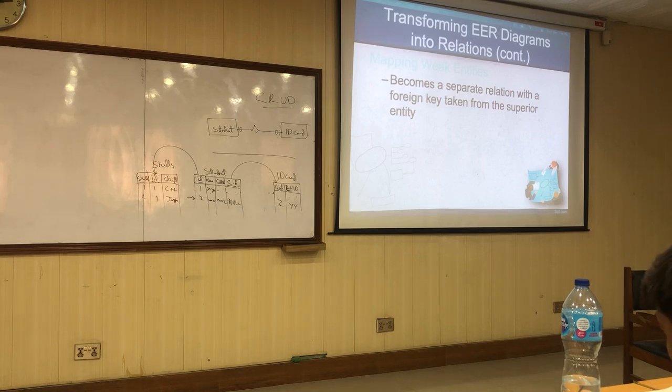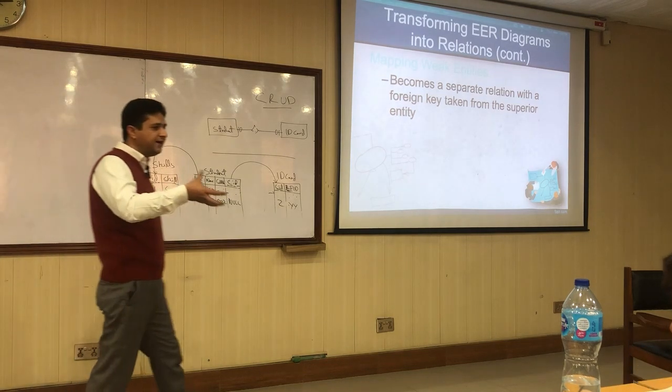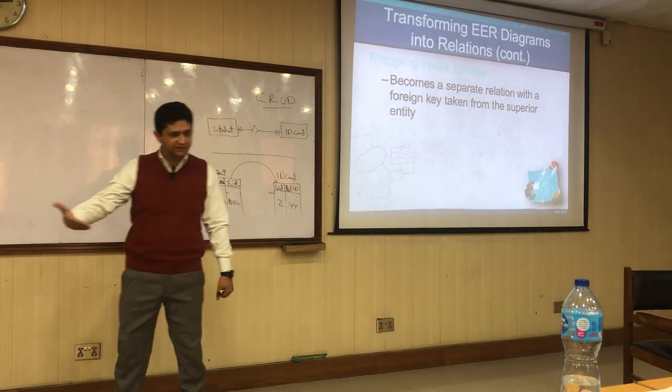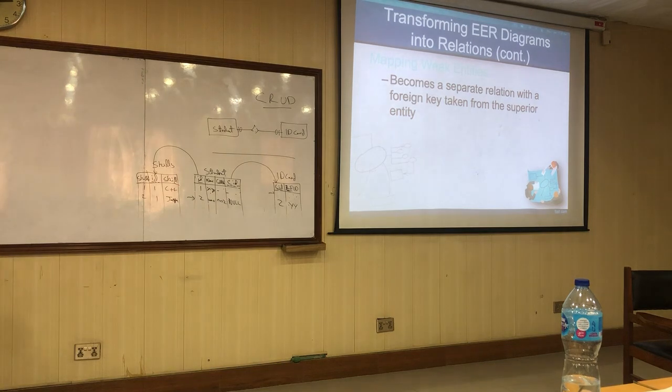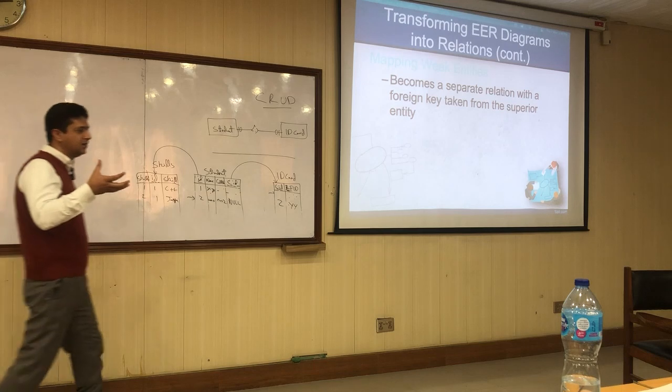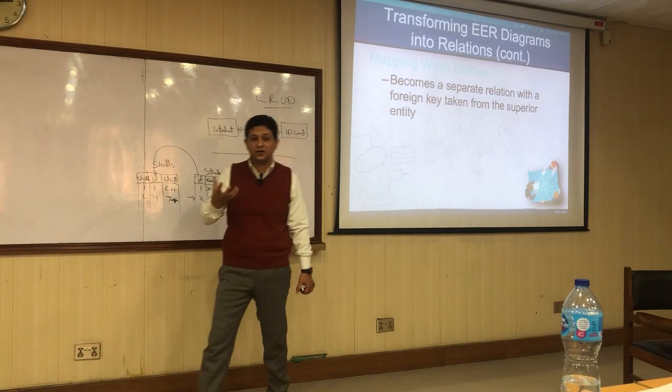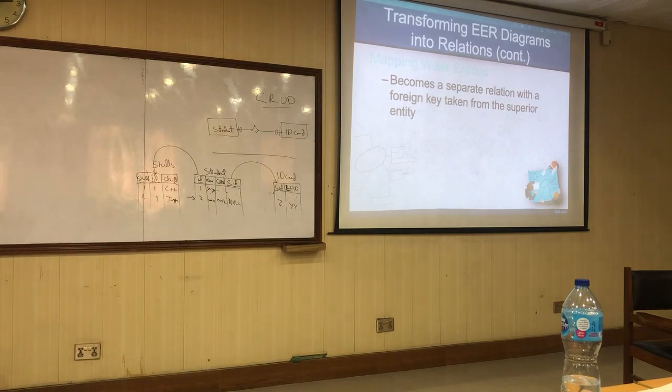from the superior entity. Superior entity is the entity which is a strong entity and that has an identifying relationship with the weak entity. That is referred to as the superior entity. So that superior entity's primary key is taken in the weak entity as a foreign key. Okay, this is one thing that is done.